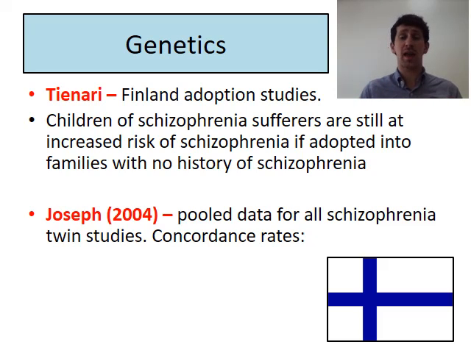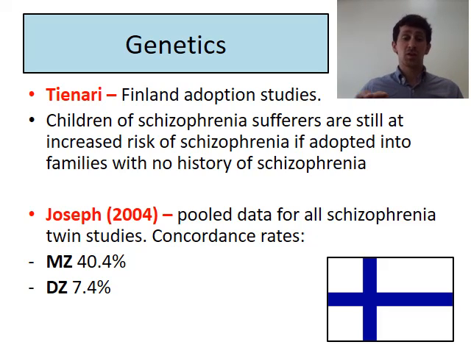Other studies have looked at concordance rate, so pulling all the data from all schizophrenia twin studies, and they found that the concordance rate for monozygotic twins was 40.4%, and for dizygotic twins only 7.4%. So clearly, because monozygotic twins are closer in genetics, there must be a genetic explanation, or at least genetics plays a role in the development of the disorder.